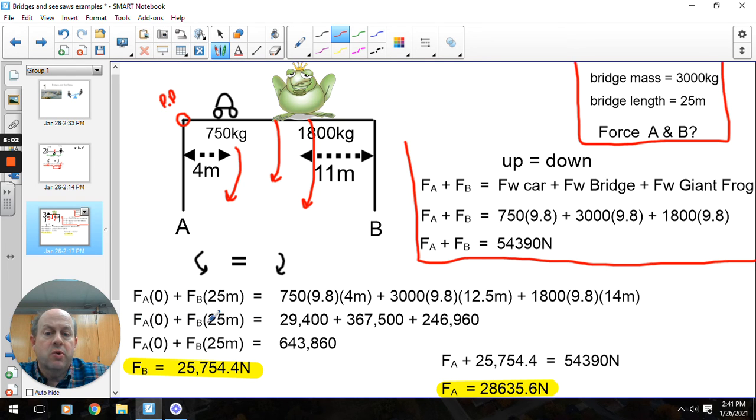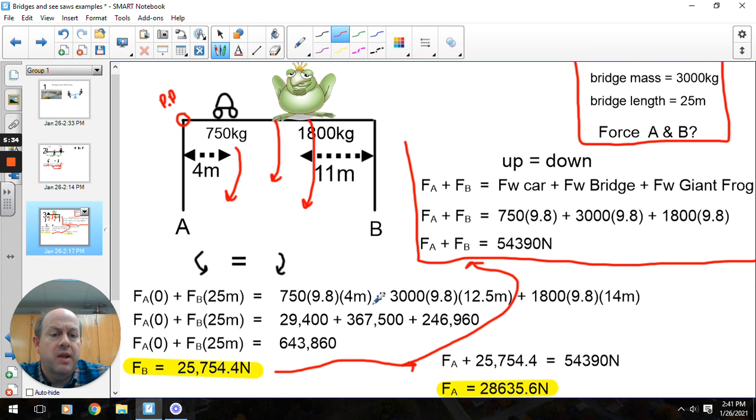Once we have our counterclockwise torques equal to our clockwise torques, we can start crunching some numbers and consolidating things. When we solve for the force of pillar B here at the end, we get 25,754.4 newtons. That can then be substituted in like we did up here. Now we can solve for pillar A and we get 28,635.6 newtons.